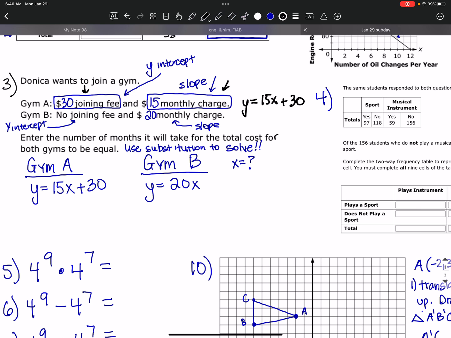So this guy is, Gym B, where does he start? He starts at $0 because he's free to join. So that's where you start. That's your y-intercept, your begin on blue number. And your slope is just $20 every month, so $20 every x.